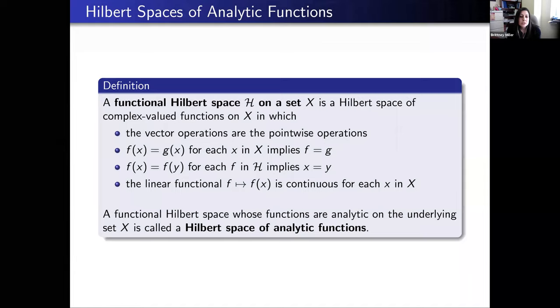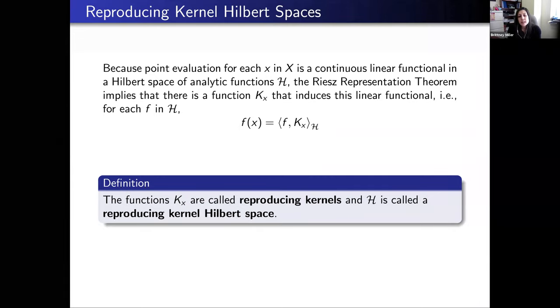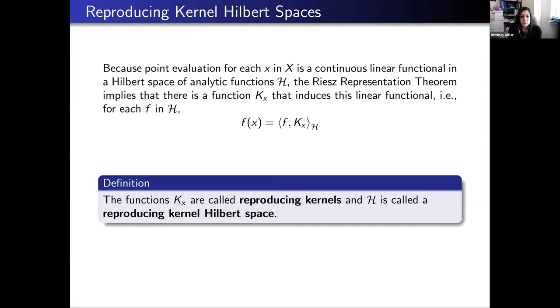And so we'll just call these types of spaces Hilbert spaces of analytic functions. And because this linear functional is continuous, the Riesz representation theorem guarantees that we can find what we call reproducing kernels. These functions we'll call k sub x, where when we take the inner product of f with k sub x, that reproduces the value of f at x. And so we can be a little more specific and call our Hilbert spaces now reproducing kernel Hilbert spaces.